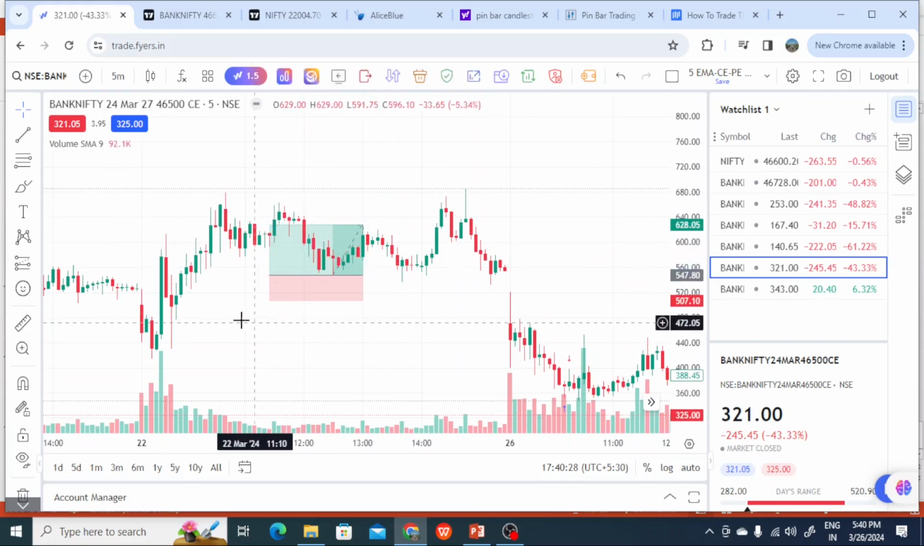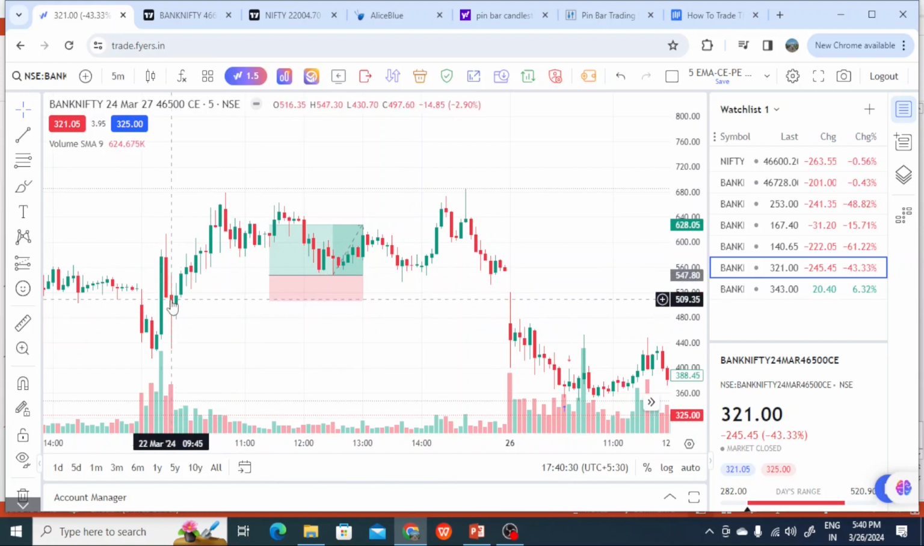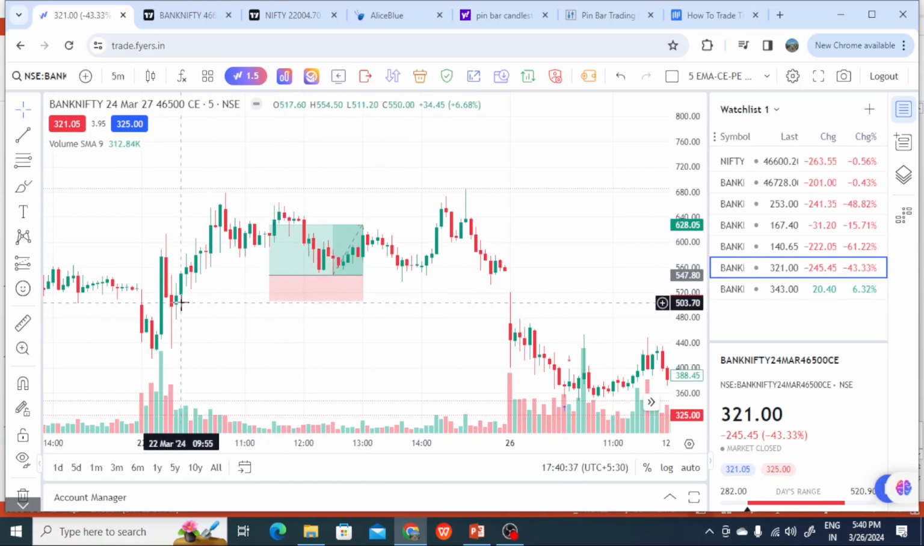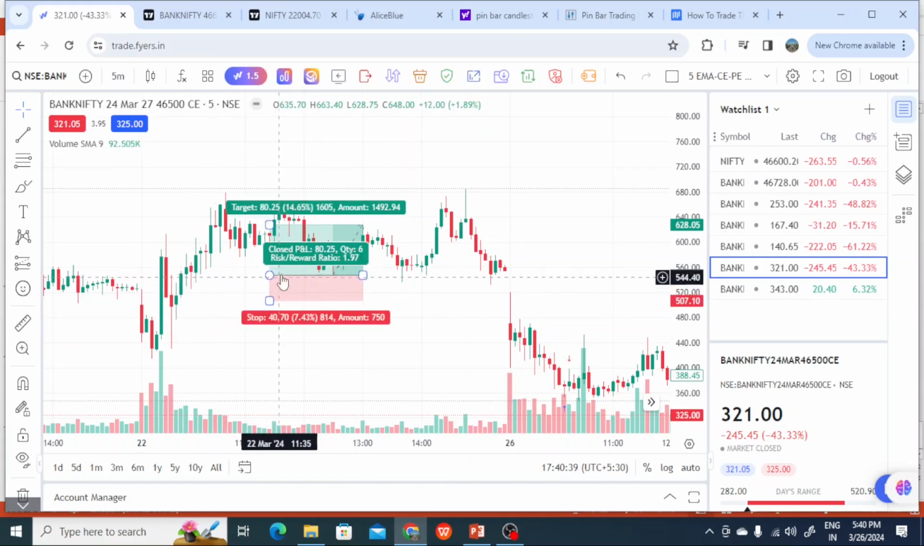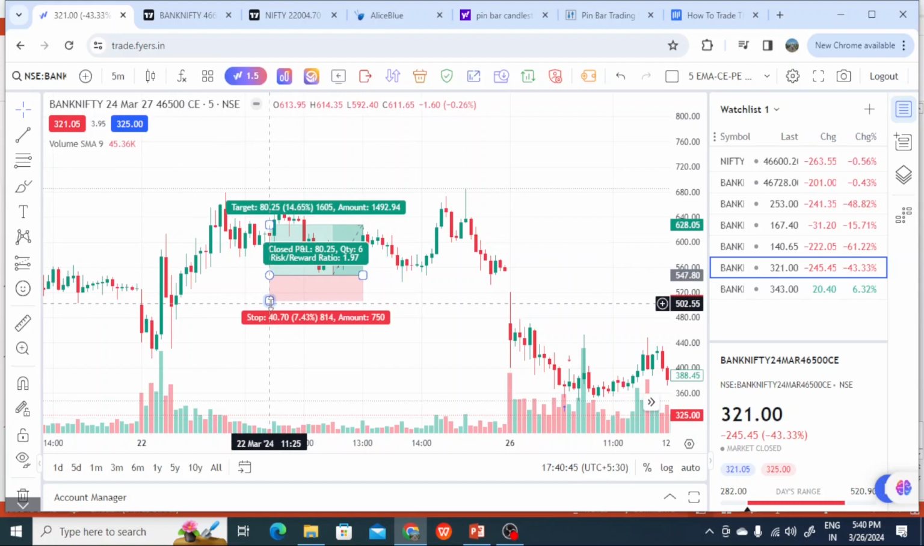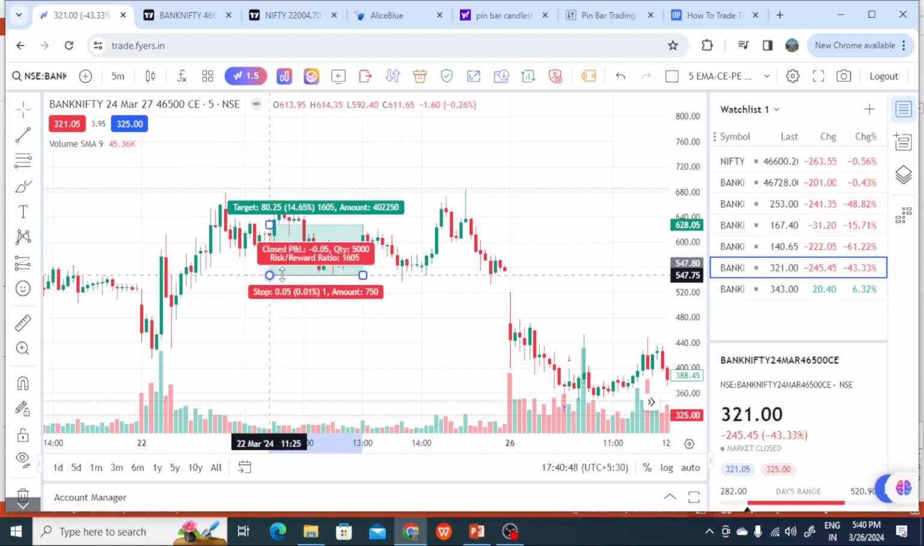See, this is how it works. My entry was here above this candle, and I'll try to keep a stop loss of 40 points off of this candle. So 1 is to 2 could have been the target. After it starts moving upwards, I'll try to bring my stop loss to this point.